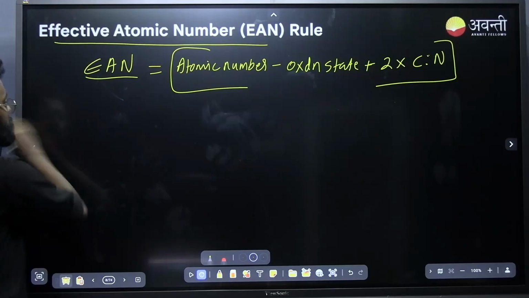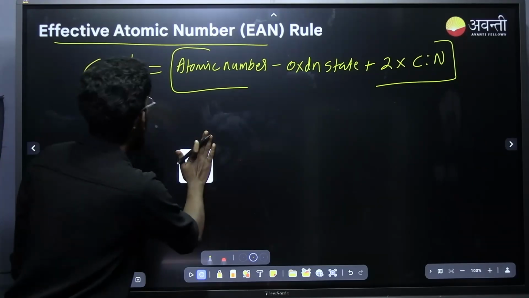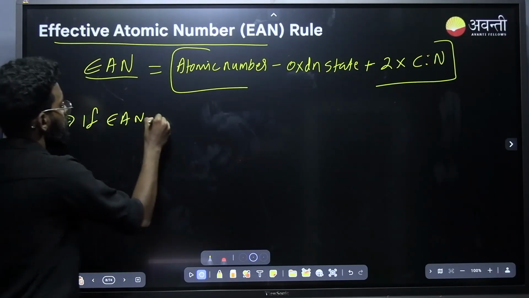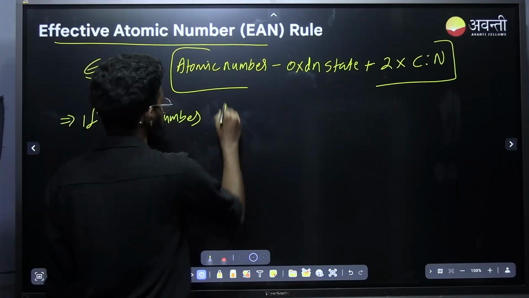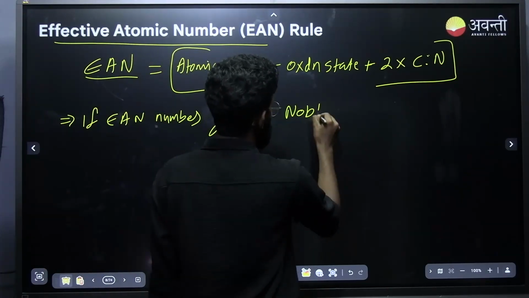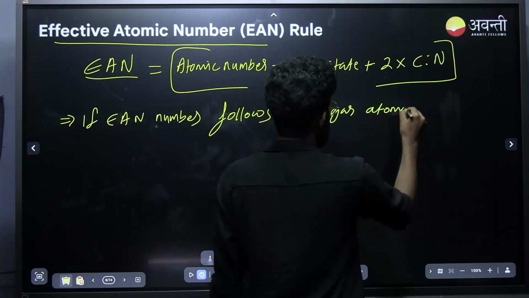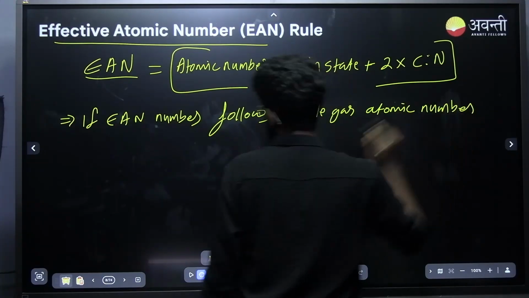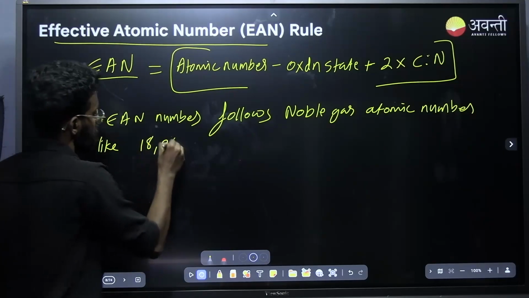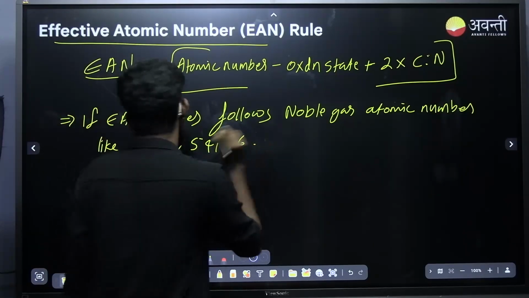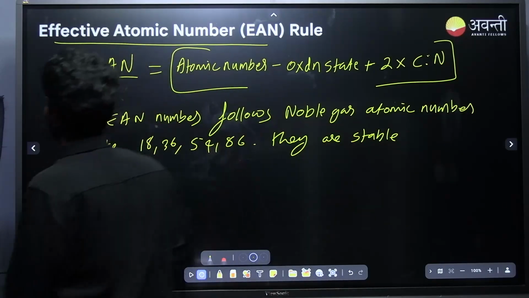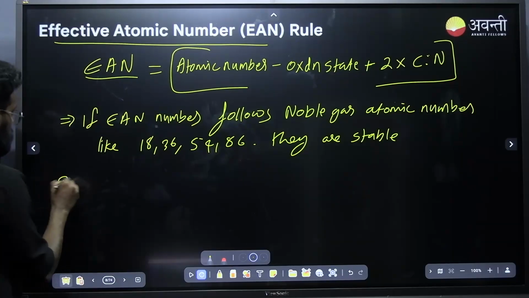Now I am giving you some examples. Before that, I will tell you how effective atomic number explains the stability. If the EAN follows a noble gas atomic number, like 18, 36, 54, 86, then the complex is stable, and we can say the compound is obeying the EAN rule. I can give an example.